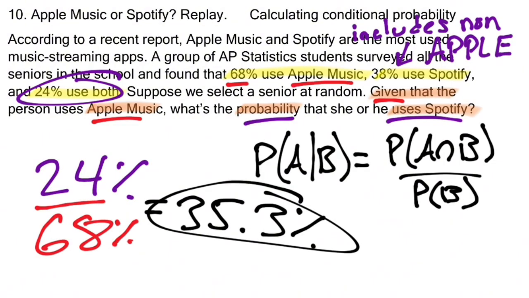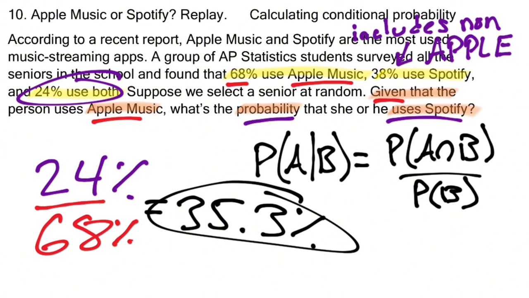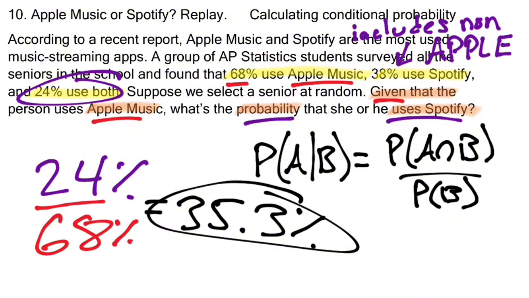So this goes back to the formula from 2 slides ago. The probability of two events where they are conditional is where you take the probability of their intersection and put that in the numerator. 24% of the people use both Apple Music and Spotify, so 24 goes in the numerator. And then the denominator is just the overall probability of the given event. You would divide by the likelihood that they are using Apple Music in this case, which was 68% of the people. So 68 goes in the denominator, divide these two values, and you get 35.3%.